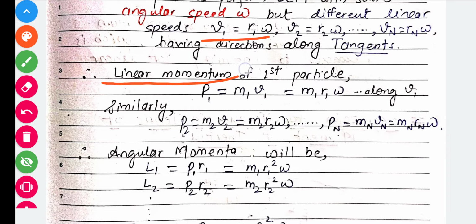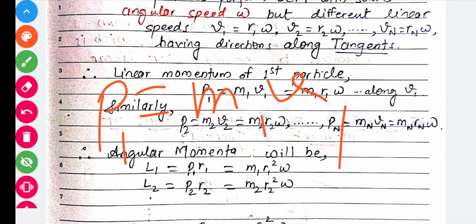When we talk about linear momentum, we know the formula: P is equal to mass into velocity. We have the masses of all the particles, and we have the linear speed of all the particles. So for particle 1, it will be P1 = M1 V1. For particle 2, it will be P2 = M2 V2. For the nth particle, it will be Pn = Mn Vn.